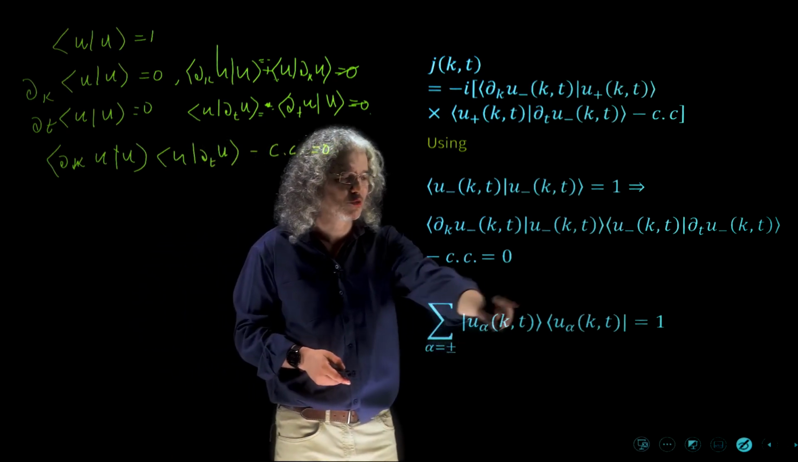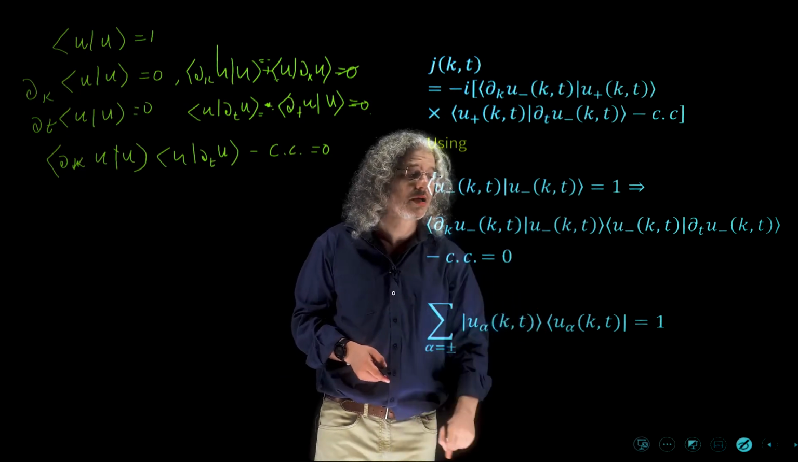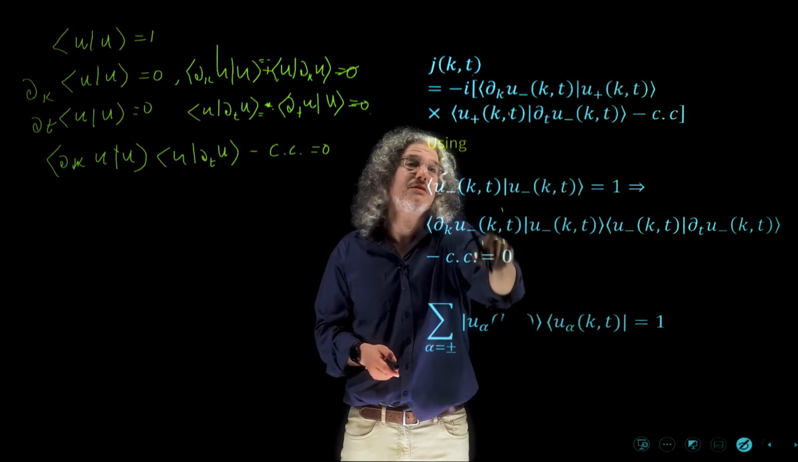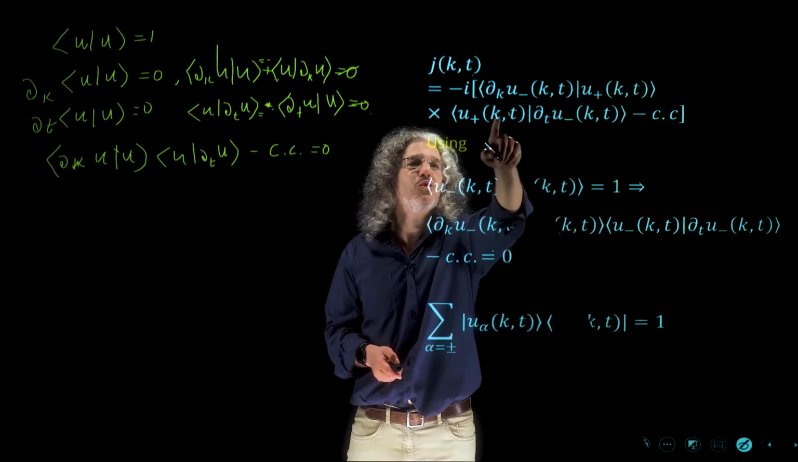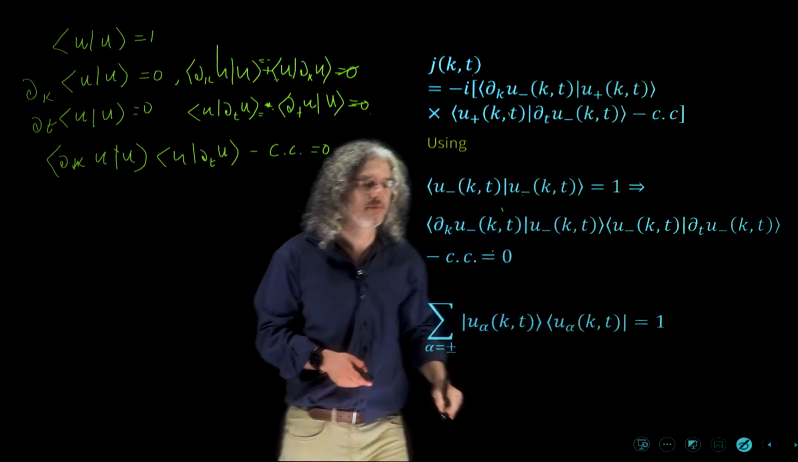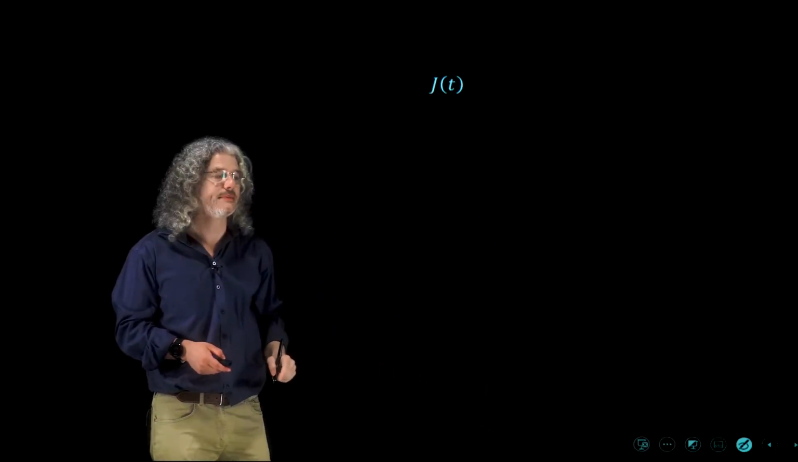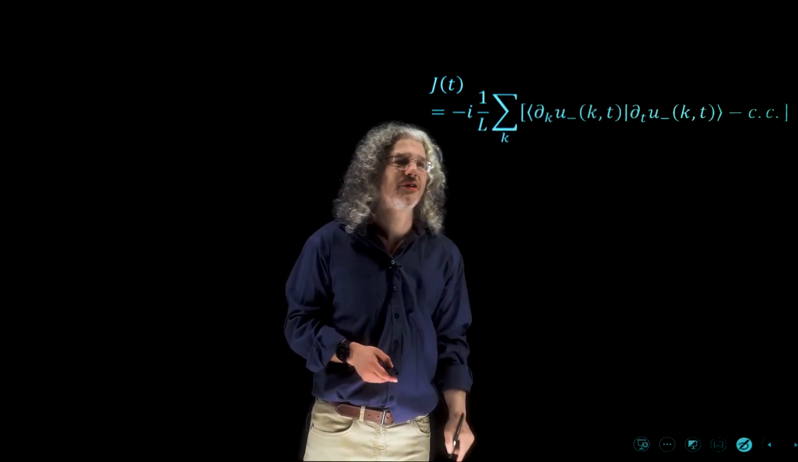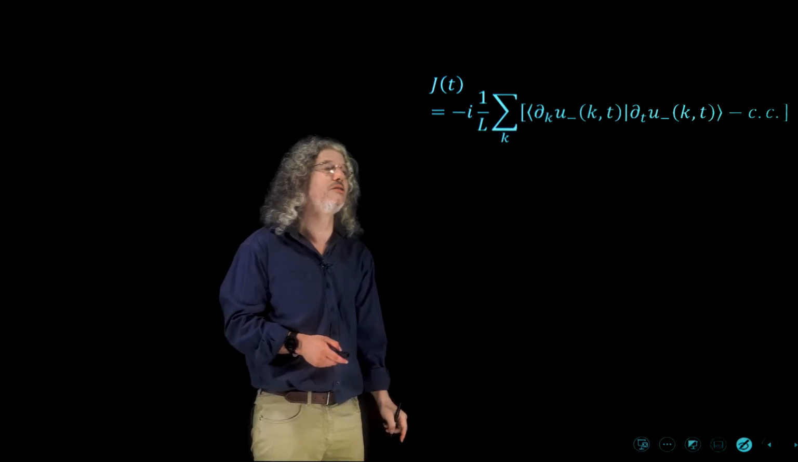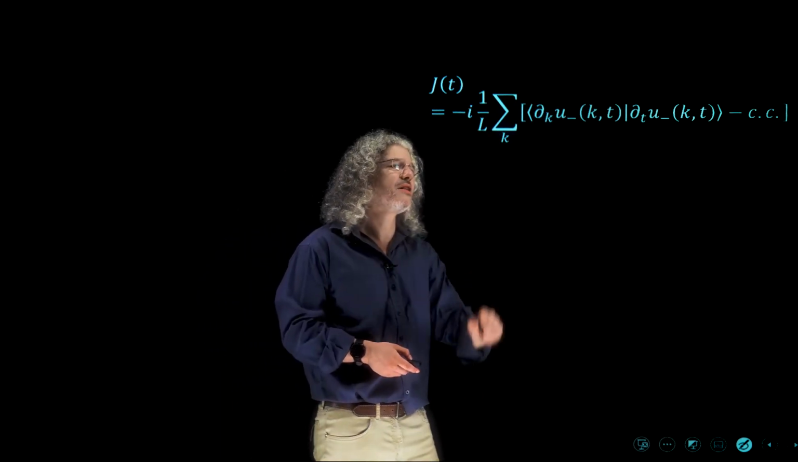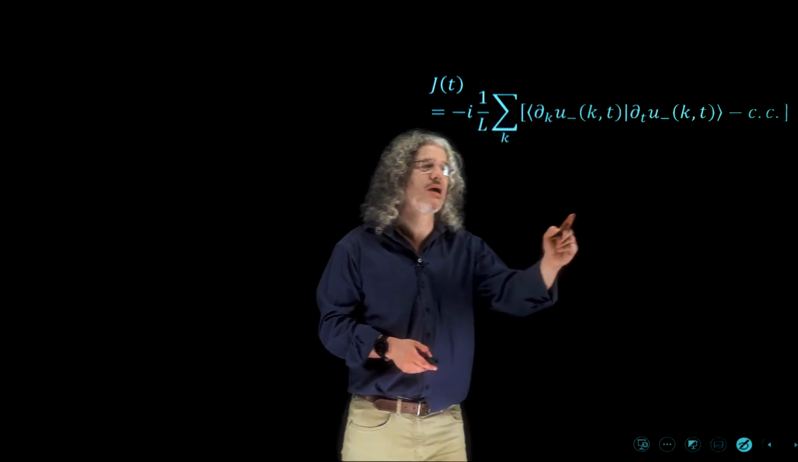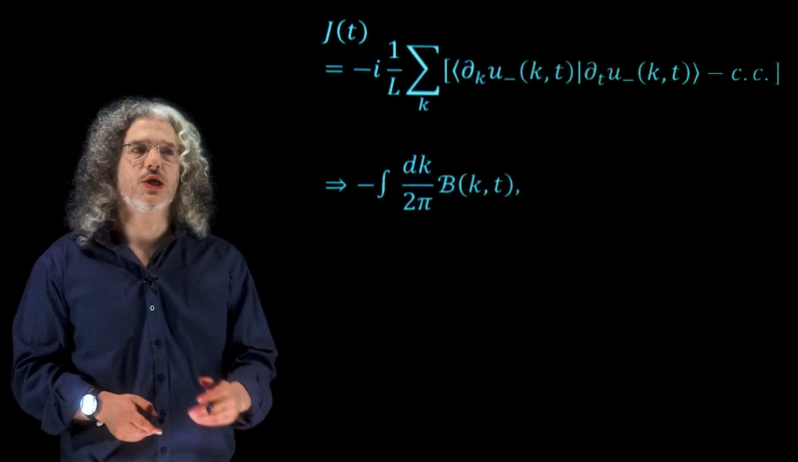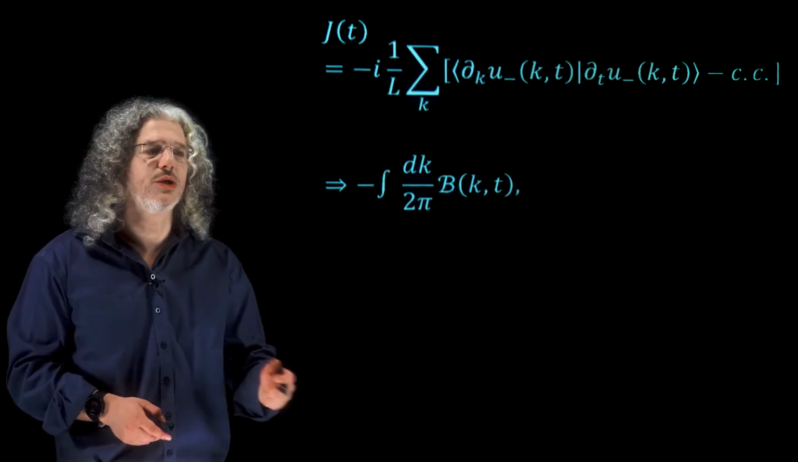Now, using that and the fact that when I sum over both plus and minus, the ket and bra of u_minus plus u_plus is equal to 1, if I sum these two equations, I add to j_kt simply 0, then I can remove this u_plus here and the u_minus there. And finally, we get that result for j_t is equal to minus i times 1 over L sum over k of <∂_k u_minus(k,t)|∂_t u_minus(k,t)> minus the complex conjugate.